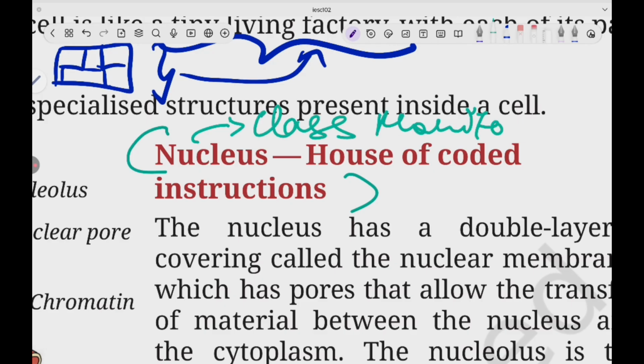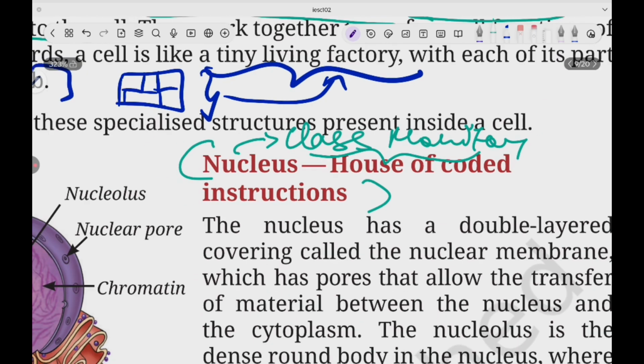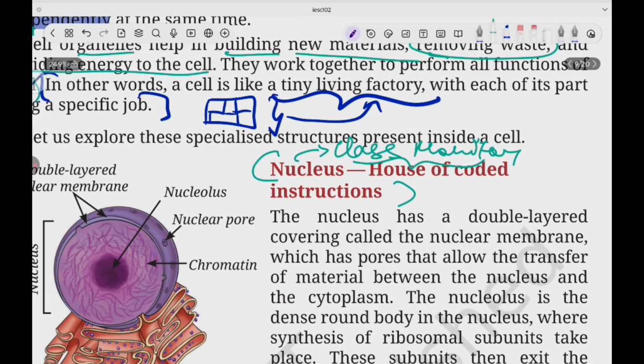You can write it as it is the class monitor of a class. How class monitor gives instruction. Here you can have class monitor because it actually controls the whole cell. Okay, so nucleus is given as the brain of the cell. It controls all the activities, all the metabolic activities happening in a cell.